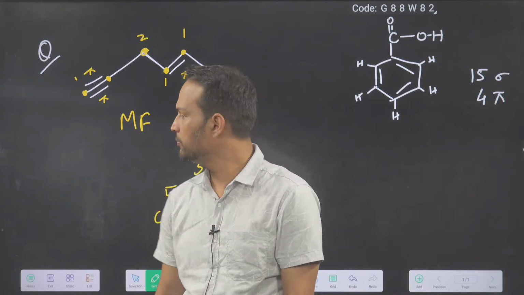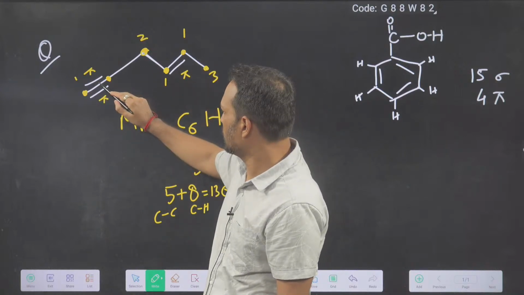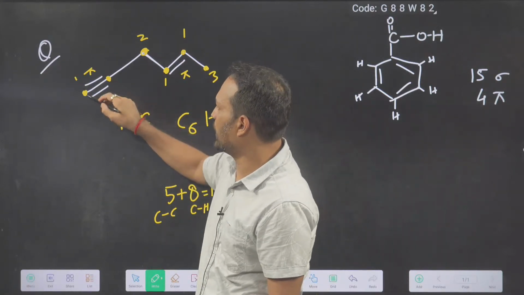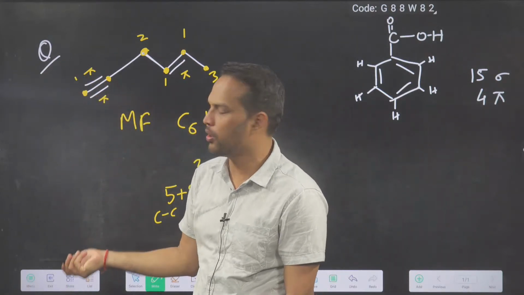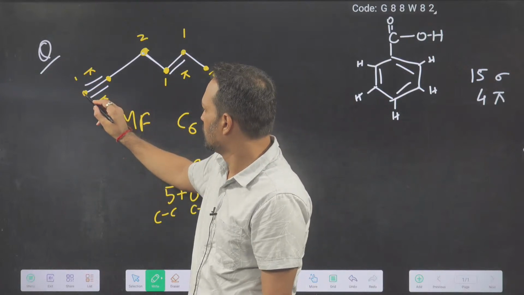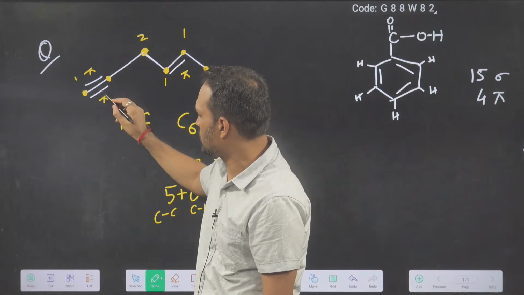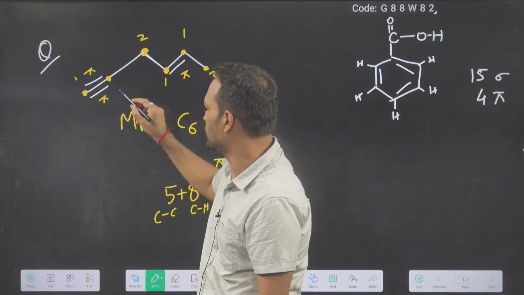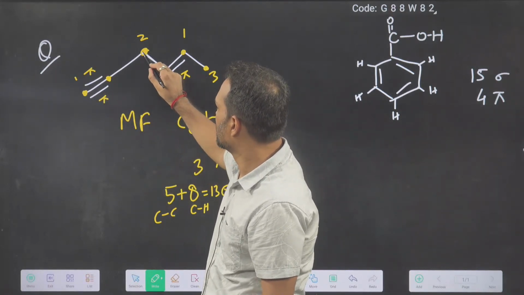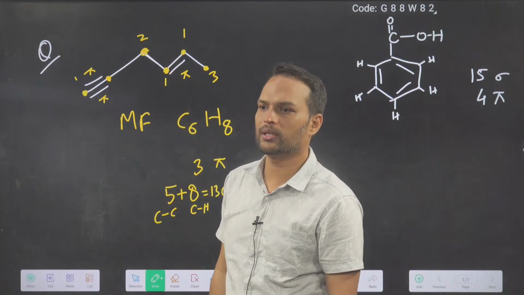So be careful. 3 pi bonds, 1, 2, 3. How to count sigma? 1, 2, 3, 4, 5. 5 CC bonds. How many hydrogen are there? They are connected by sigma bonds only. So 8 hydrogen. How to find hydrogen? Complete the tetravalency of carbon. Carbon having 3 bonds, 1 bond left, so 1 hydrogen. This carbon already has 4 completed, no hydrogen. Here 2 bonds are there, so 2 hydrogen. Got the point?